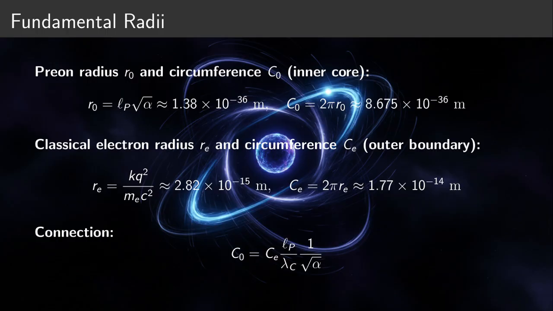Fundamental radii. We define two fundamental radii. First, the preon radius, derived from the Planck length and fine structure constant. This defines the inner core. Second, the classical electron radius, derived from electromagnetic self-energy. This defines the outer boundary. Their corresponding circumferences are related through fundamental constants. This establishes a direct connection between Planck-scale structure and classical electromagnetic scales.